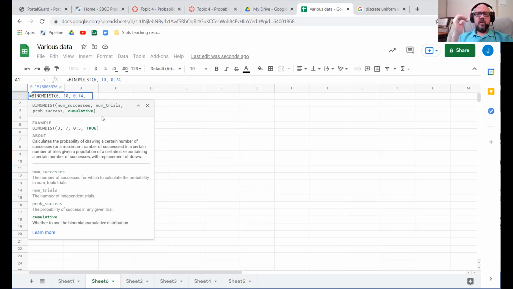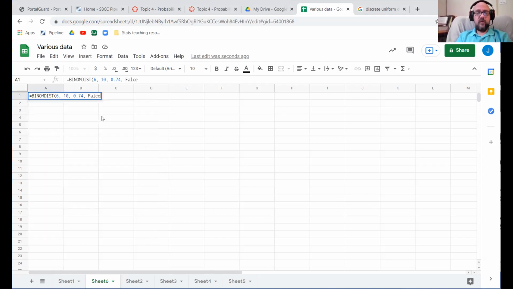What it's saying here is, do you want to use the cumulative distribution or just the probability density function? If you want to use the cumulative distribution, you call this true. If you want to use the probability density function, you use a false. So in this case, for just x equals 6, I just want the PDF, so cumulative is false. And then it finds the same number that we found earlier. No problem.